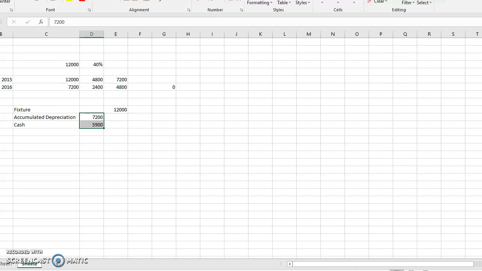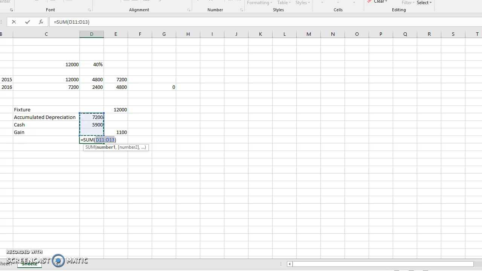Okay. So then what we need to do is tell ourselves, well, does this balance? Well, this is 13,100 and that's 12,000. So we're 1,100 off. We need 1,100 over here in order to make it balance. If it's on the credit side, it's a gain. If it's on the debit side, it's a loss.